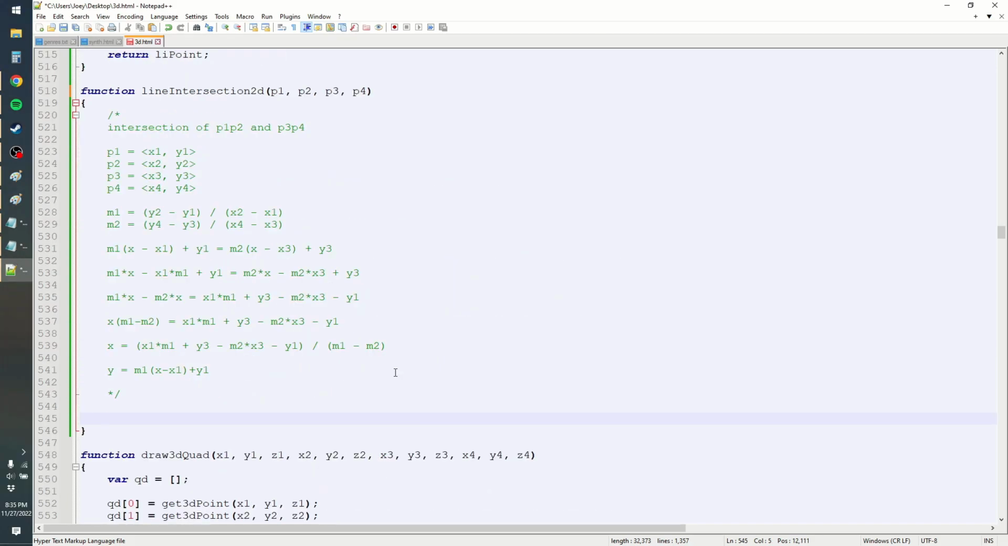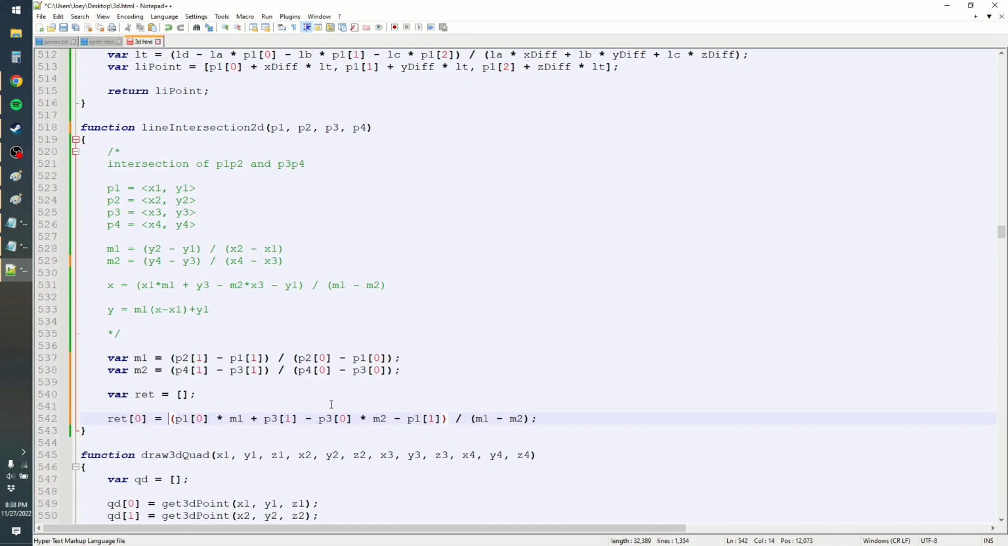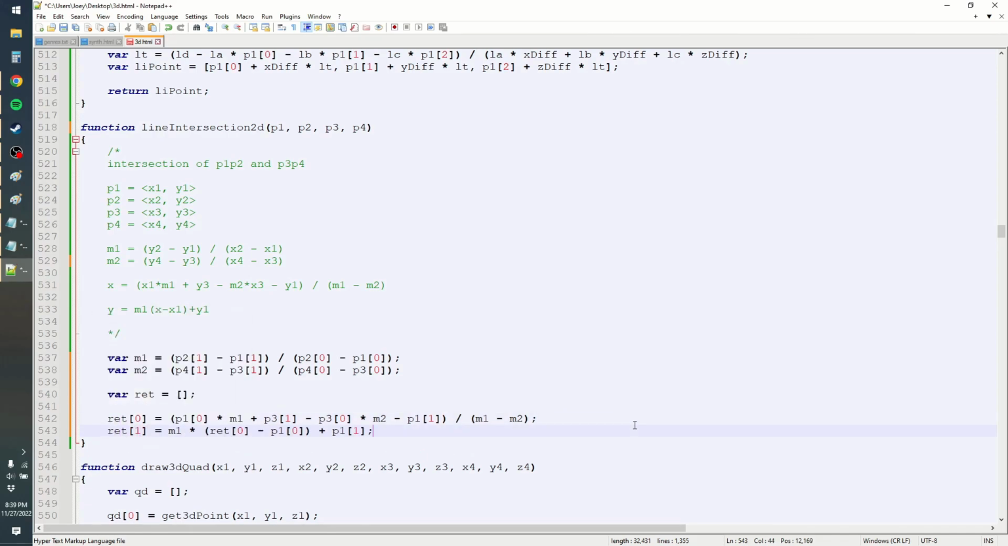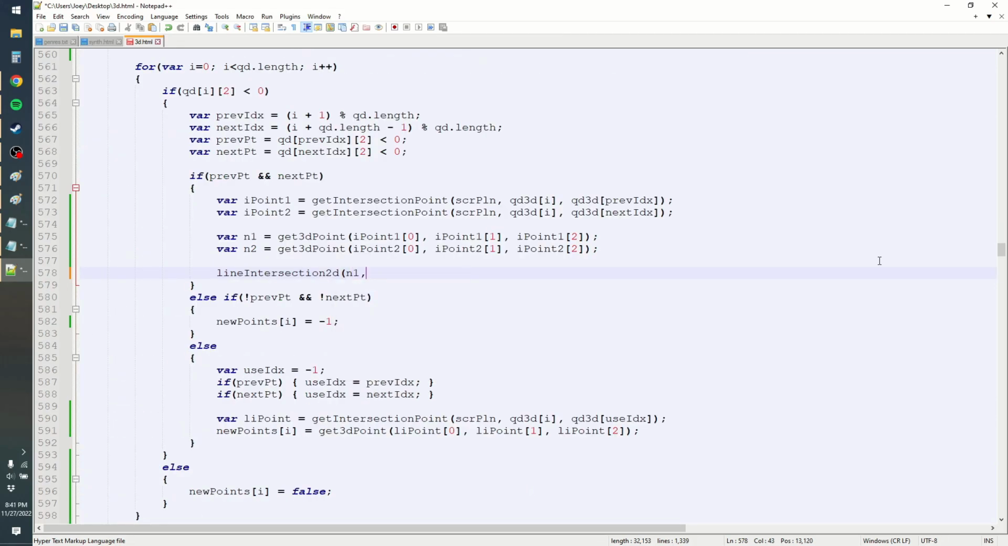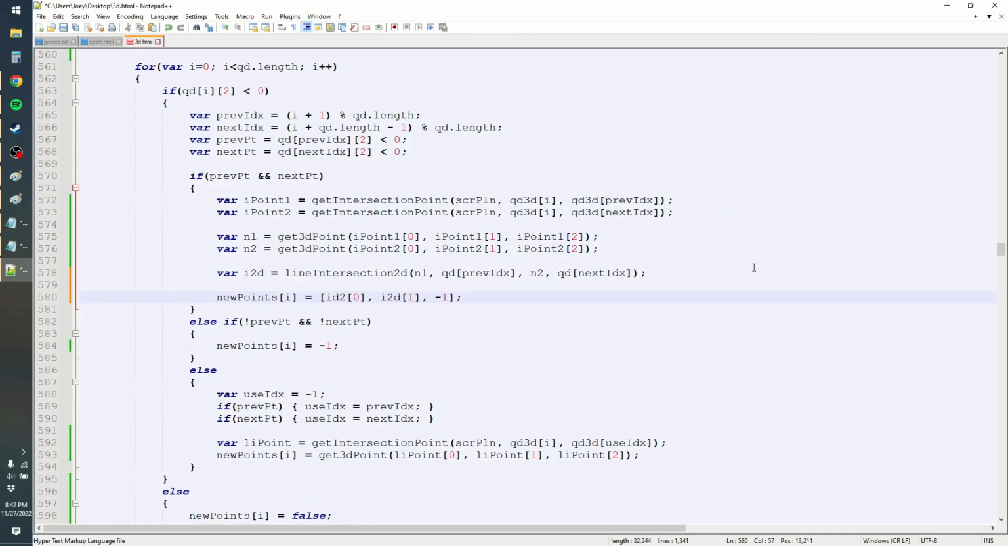Right, so I did some math. Let me just put it out into code now. So the x coordinate of the return value is that, and the y value, and then return the ret. Do a line intersection 2D of n1 and qd prev idx, n2 and qd next idx. There. Okay, and then I could go and test this to make sure it works.